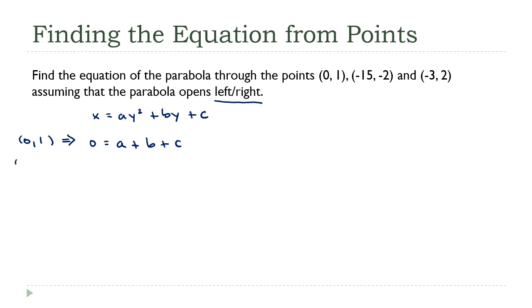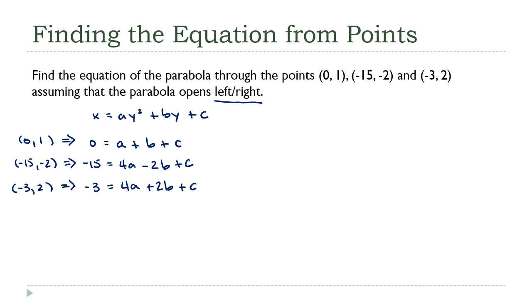Now I'm going to put negative 15, negative 2 into that equation. So negative 15 equals negative 2 squared. That's 4a minus 2b plus c. And then I'll do negative 3 comma 2. That's negative 3 equals 4a plus 2b plus c.